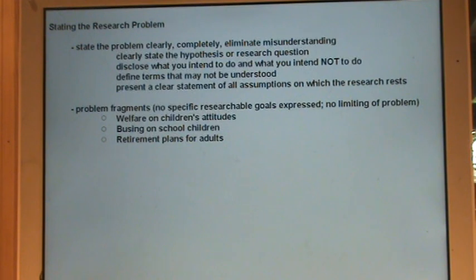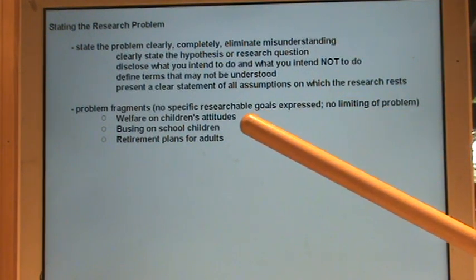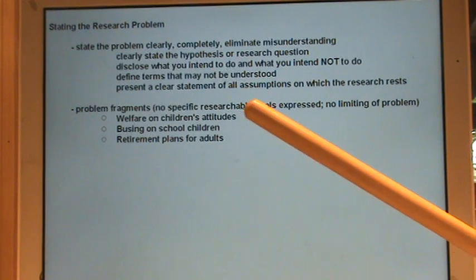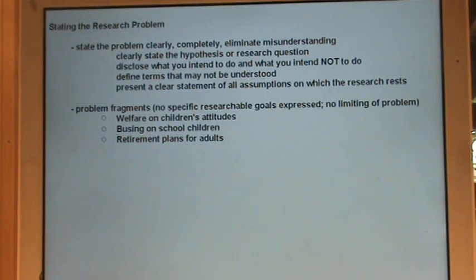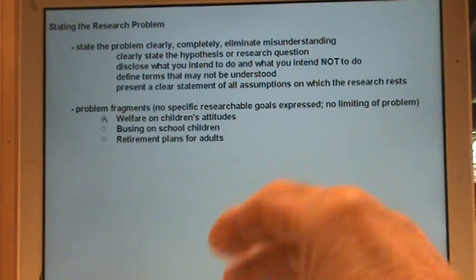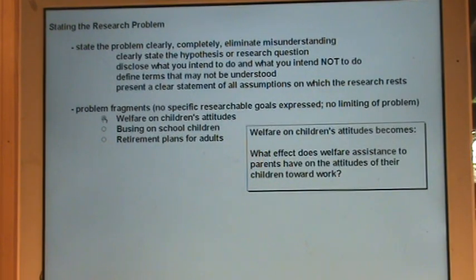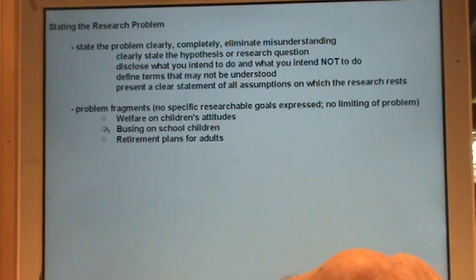Here, let's take a look. The effects of welfare on children's attitudes, or the effects of busing on school children, or the effects of retirement plans for adults. Well, those are really too vague. Pardon my hand intruding here. So let's go back to the welfare. A specific way of maybe stating a question about that is, what effects does welfare assistance to parents have on attitudes of their children towards work? Now, that's a very specifically stated question. That's researchable. The first one is not.